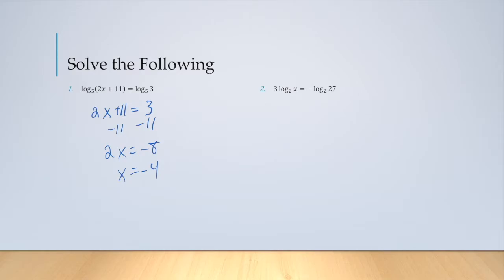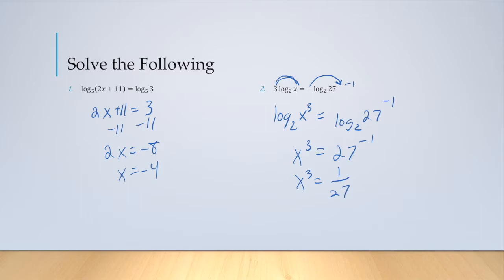If I have 3 log base 2 x equals negative log base 2 of 27, the first thing I want to do is rewrite this as a single logarithm. So I'm going to put this constant back as an exponent. So I get log base 2 of x cubed equals log base 2 of 27 to the negative first, since this is a negative 1, right? So that means x cubed equals 27 to the negative 1. So x cubed is 1 over 27. If I take the cube root of both sides, I get that x equals 1/3.